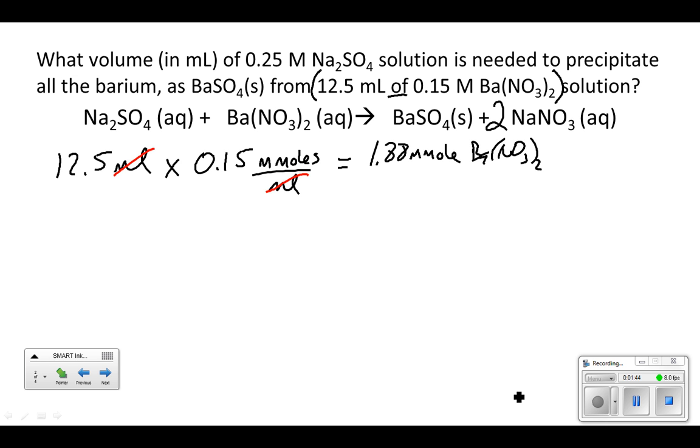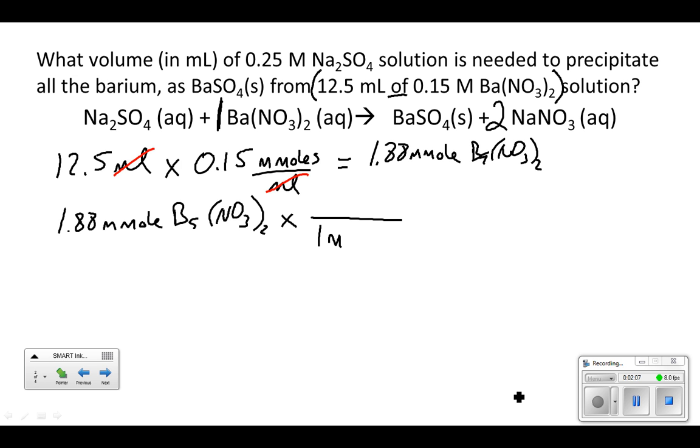Next we'll use the mole ratio. So 1.88 millimoles of barium nitrate times the mole ratio. On the bottom is going to go barium nitrate. We'll go back to the balanced equation. The number in front of barium nitrate is 1, so there's 1 millimole of barium nitrate down here. Let's keep doing everything in millimoles.